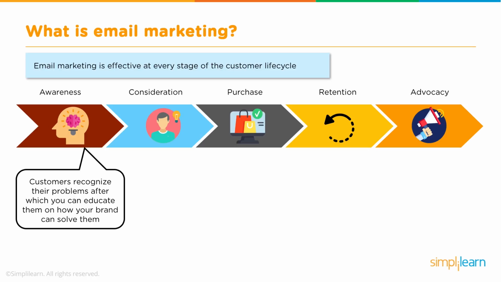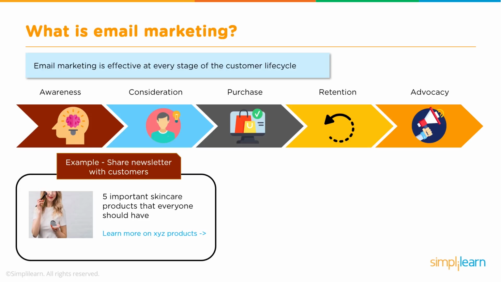We're going to communicate with them via email, and we're going to bring awareness to the problem by solving the problem. That's what email is good for, good for generating awareness for our brand. For example, we can share a newsletter with our customers. If we're running a cosmetics company, we can educate them on the 5 important skincare products that everyone should have. We can get them to click on the call to action to learn more. If somebody's having some skincare issues or not sure what products to buy, an email can cover that.